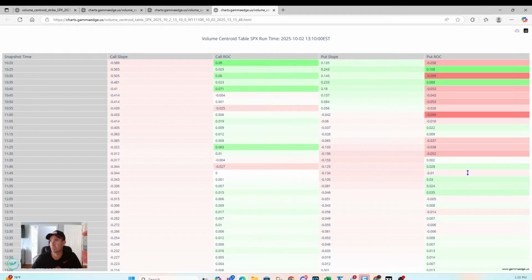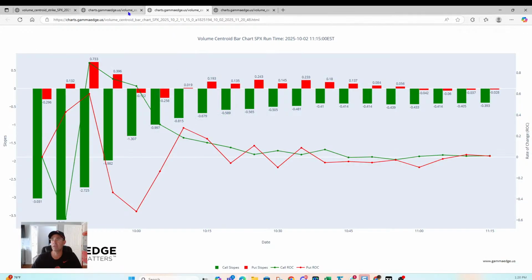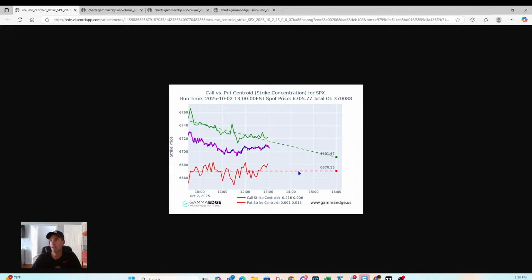You can see it here. This is a rate of change of the put slope, and you see the put slope actually getting less and less negative as we continue to rise, and it actually went positive right around 1245. So that again matches what we're seeing here with the flattening of the put slope. And then if you get your microscope out, it actually has a slight positive slope to the put centroid.